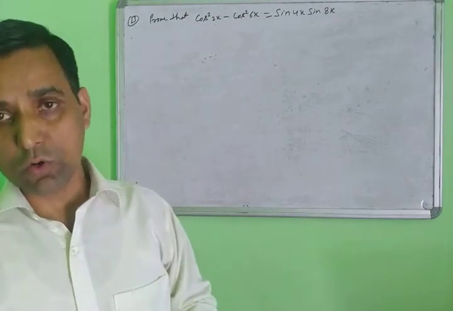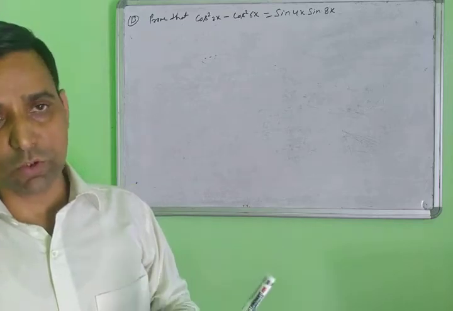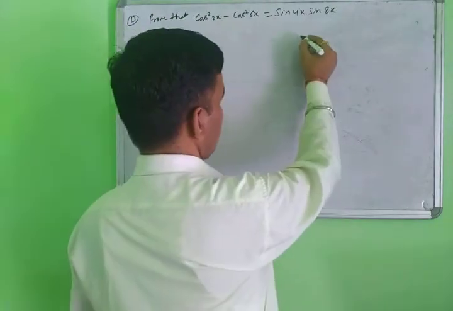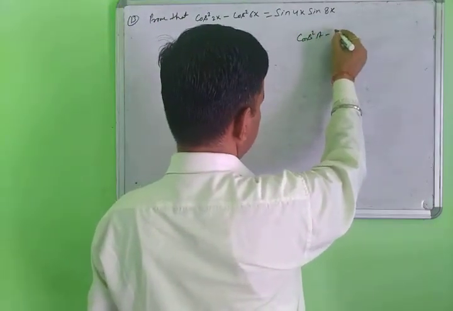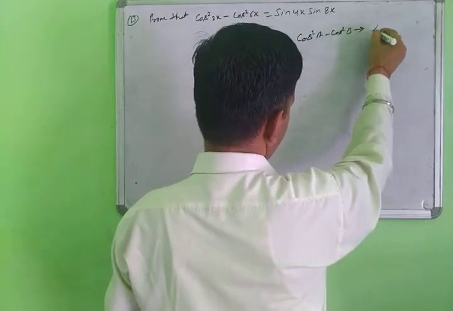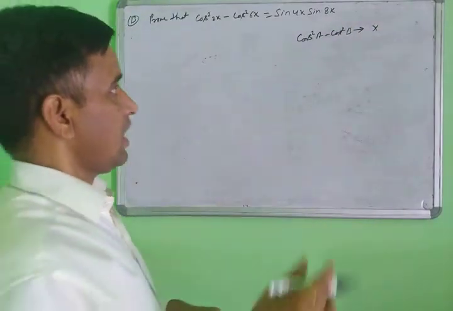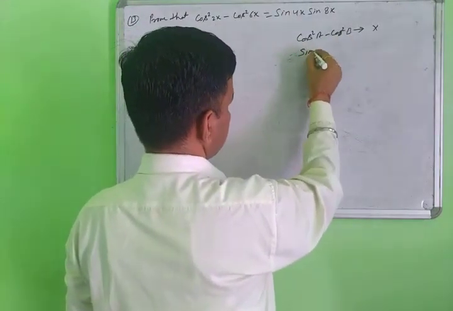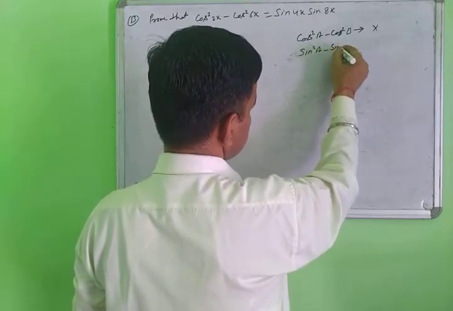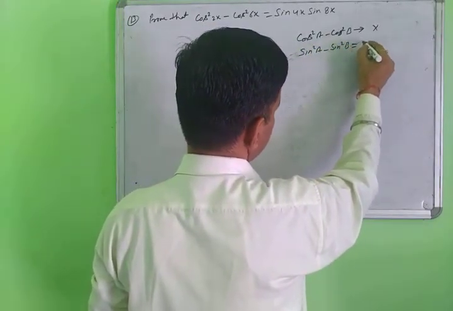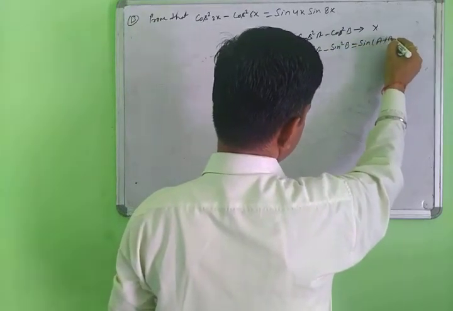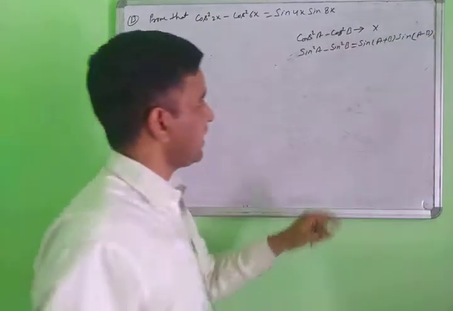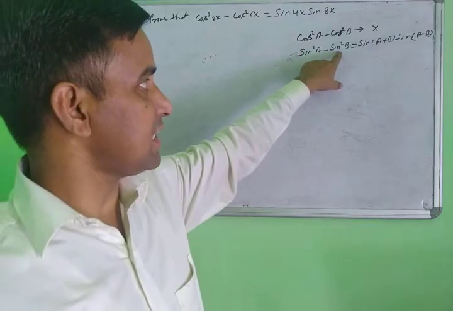Cos square 2x, or cos square a minus cos square b, I have no identity here. Cos square a minus cos square b does not have an identity. I have only one identity here, sin square a minus sin square b. I have the identity only for sin square a minus sin square b.